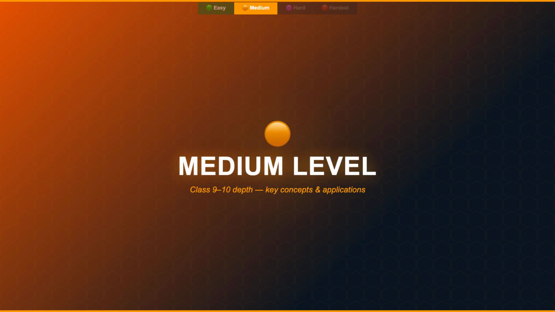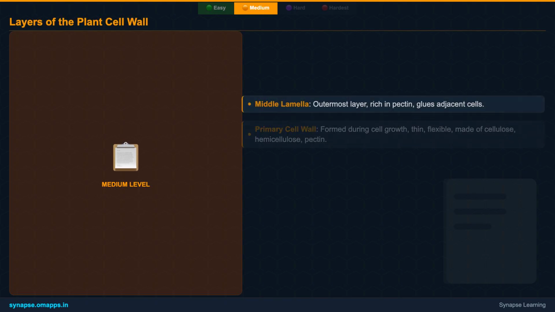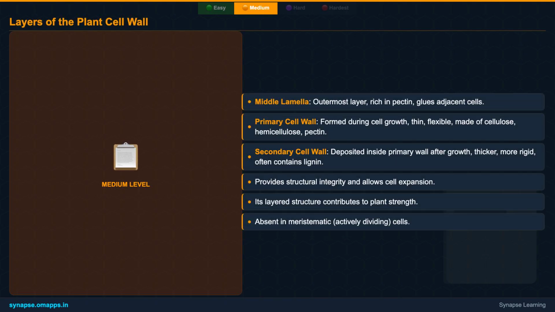Ready to dive a little deeper? The cell wall isn't just a simple layer, it has a fascinating layered structure and plays even more critical roles. In plant cells, the cell wall isn't just one uniform layer. It has a sophisticated structure. First, there's the middle lamella, the outermost layer rich in pectin, which acts like glue, cementing adjacent cells together.